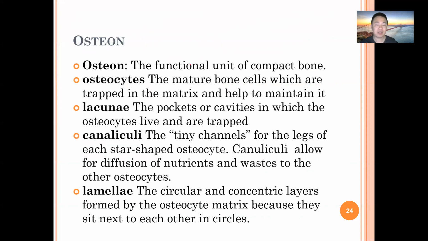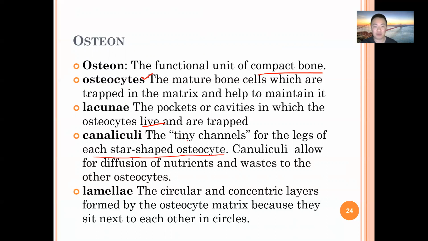Now, the osteon is the functional unit of a compact bone, okay? And again, we've talked about osteocytes. Now, the osteocytes here are housed inside little mini caves in the bone called lacunae, and that's where they live. And then you have little canals inside of these bones called canaliculi for the legs of each star-shaped osteocyte.